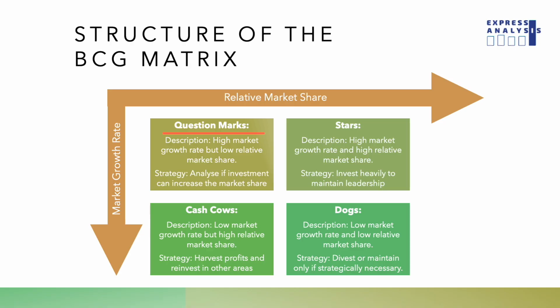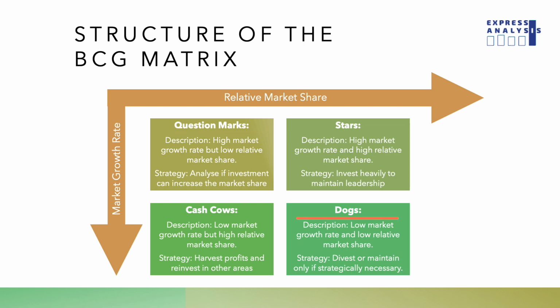Question marks, or problem children. Description: high market growth rate but low relative market share. Strategy: analyze if additional investment can increase market share or divest if growth is unlikely. Example: Tesla's solar panel division could be considered a question mark due to its position in a fast-growing market with significant competition.